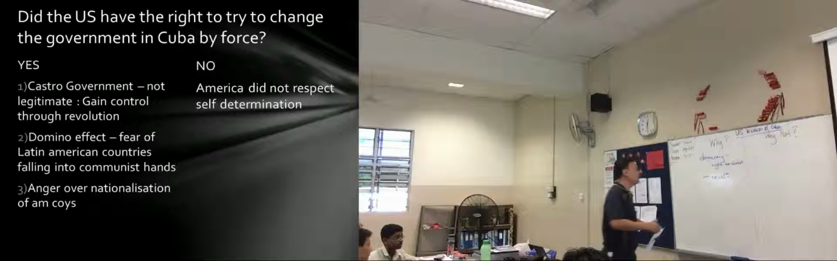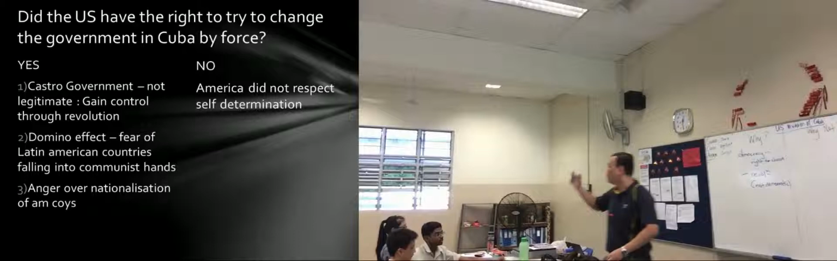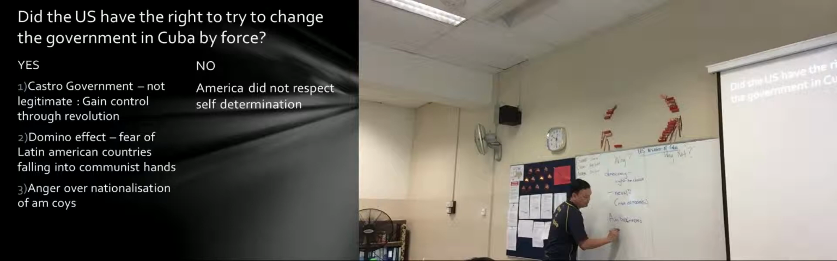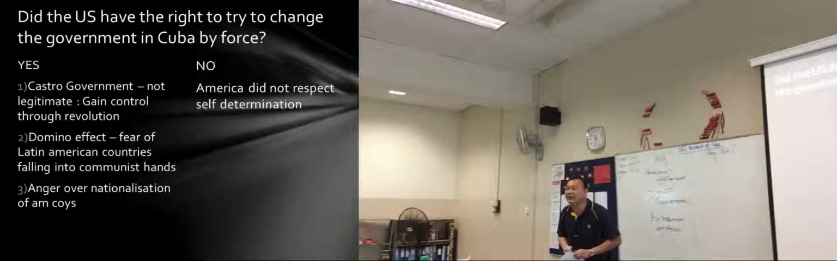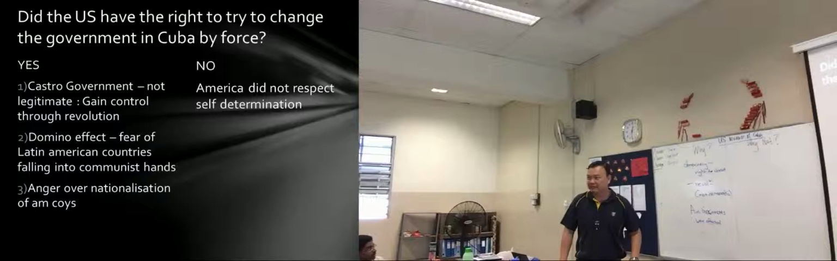Because it's not democratic, therefore America has the right to go in. Okay, what was your second point? American businesses. American businesses were affected. Is it perfectly legitimate that if my country's company had been taken away by force, based on no fair ruling, my country goes in and helps my own people?